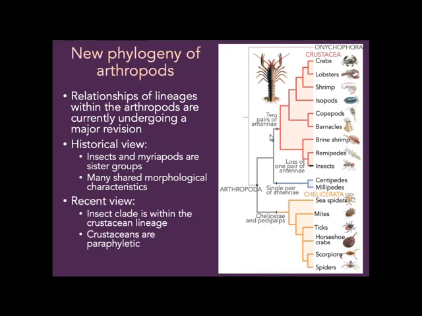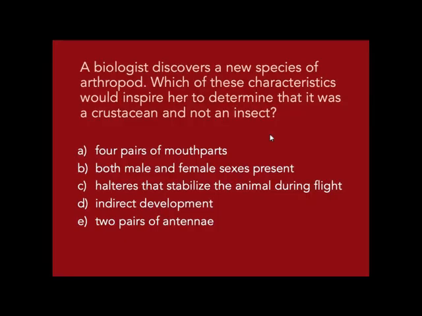Yeah, that's true. Halteres that stabilize the animal during flight. I think that's like flies. I don't think that helps. Yeah. Indirect development? I don't think that helps either. I think you could have indirect development in a crustacean or an insect. What about two pairs of antennae? Oh, that's definitely a crustacean. Like when you're having a lobster dinner and then there's two pairs of antennae, then you know it's a crustacean. Sure. Okay.